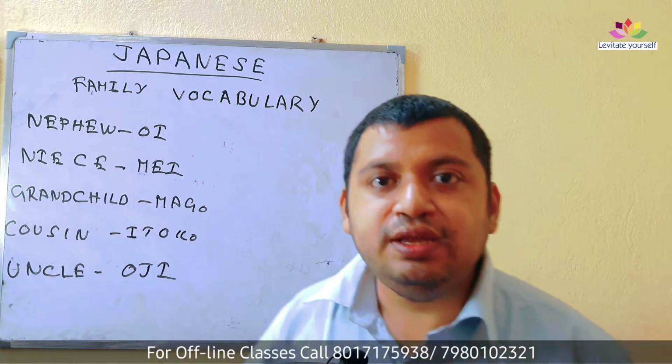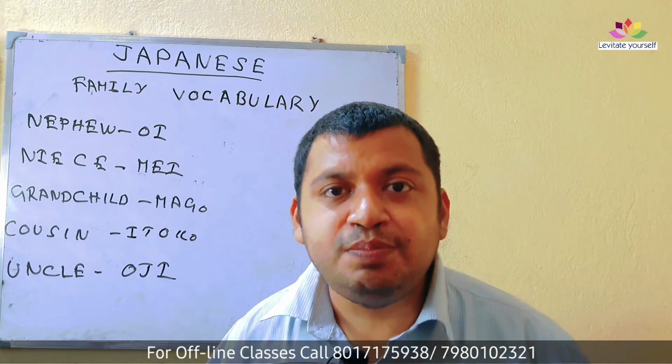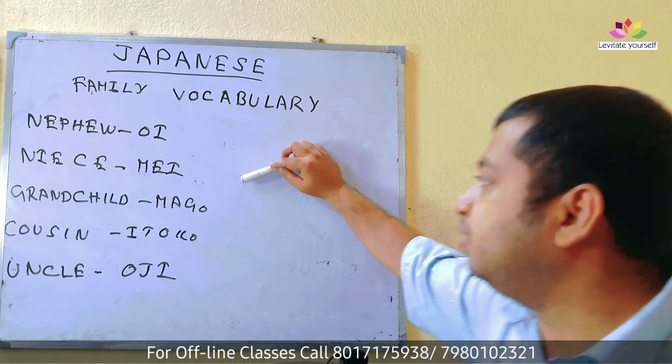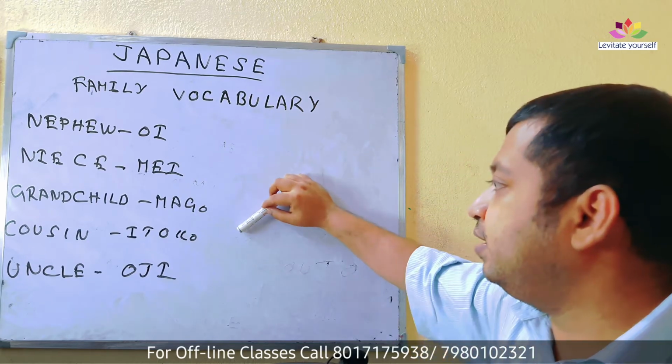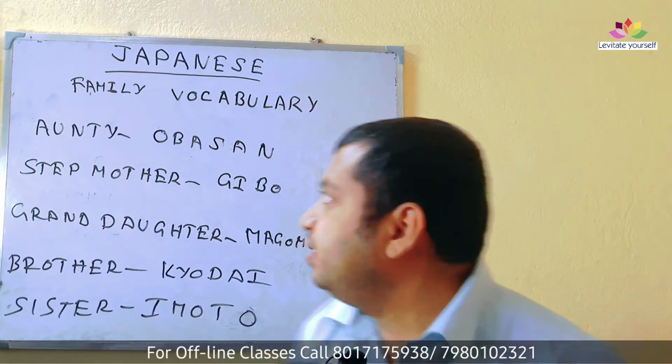Uncle, oji. Let's pronounce it with me. Uncle, oji. Now let's repeat it all again. Nephew, oi. Niece, mei. Grandchild, mago. Cousin, itoko. Uncle, oji. Let's move to the next word.